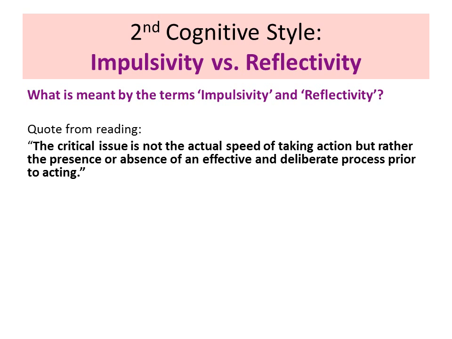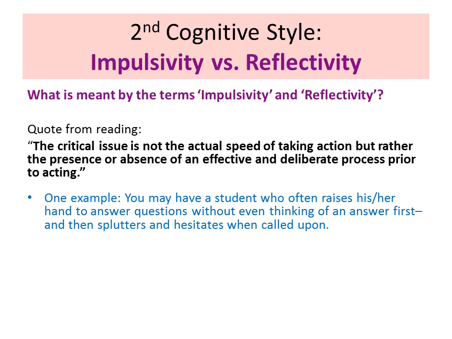There was a quote from the reading that I thought was important. It says, "The critical issue is not the actual speed of taking action, but rather the presence or absence of an effective and deliberate process prior to acting." So out of those two, speed and reflection, reflection is more critical.